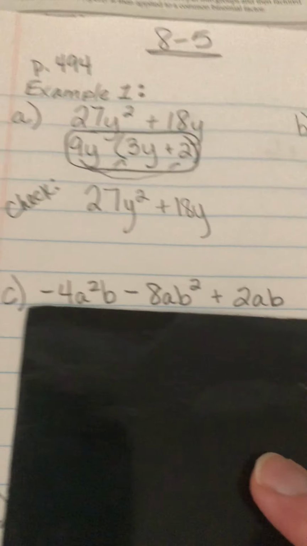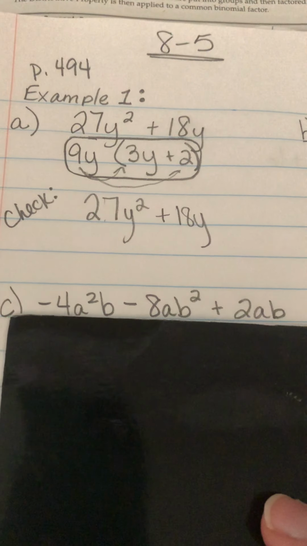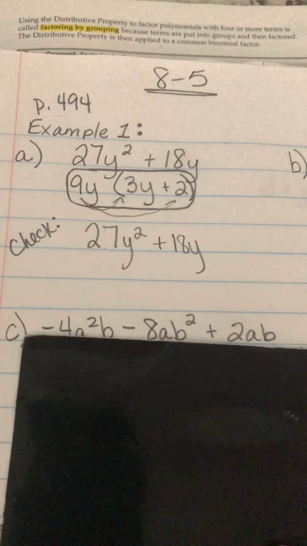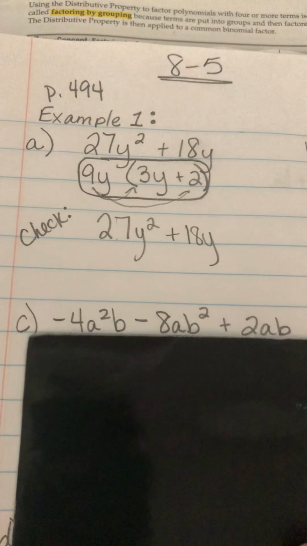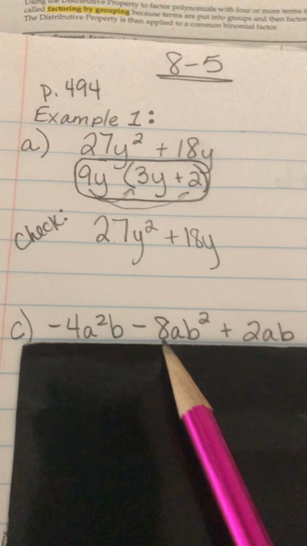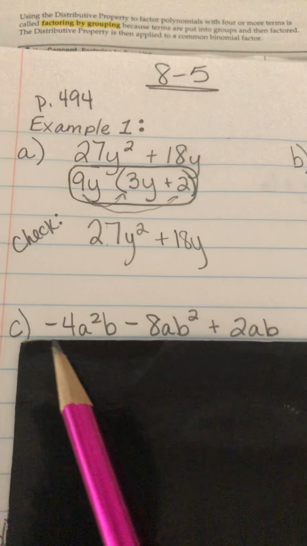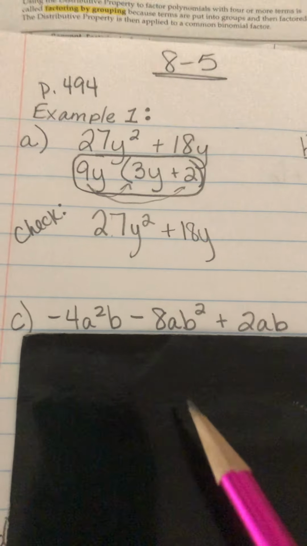So here, let me cover that up for a second. Just studying the 3 terms on this polynomial, you're going to check out all the numbers there. I have a -4, a -8, a +2. The greatest common factor of all 3 of those would be 2.